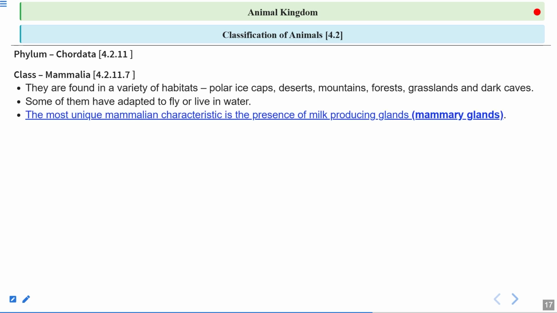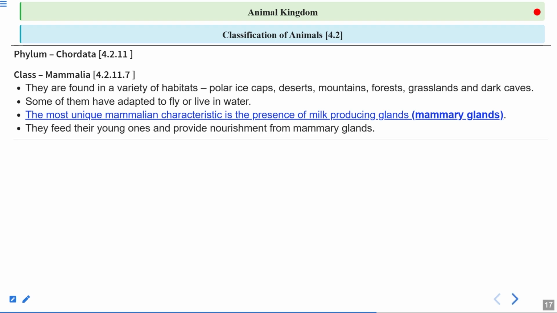The most unique mammalian characteristic is the presence of milk producing glands, that is the mammary gland. Yes, they produce milk, and the milk producing organ is called the mammary gland, right? So this is one of the main characteristics of the class Mammalia. Mammary glands you do not see in any other organisms, right? With the help of mammary glands, they feed their young ones and provide nourishment to the young ones by feeding from the mammary glands.